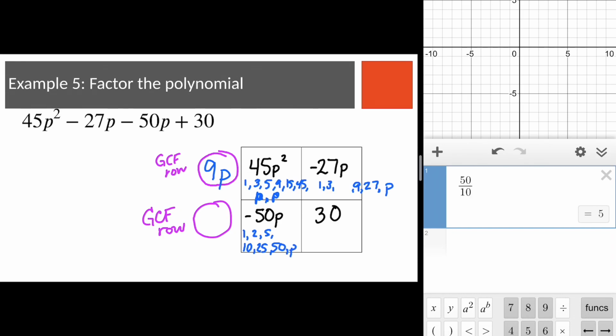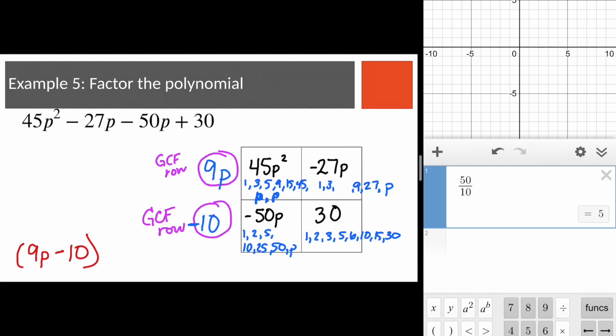And then the factors of 30 are 1, 2, 3, 5, 6, 10, 15, and 30. We had already done the factors of 30 earlier. So now we just need to find the greatest common factor between these two lists. So in this case, it would be 10. So we're going to factor out 10. And because this 10 is touching a box that is negative, we are going to make it negative. Okay, so right now we have one factor is 9p minus 10.